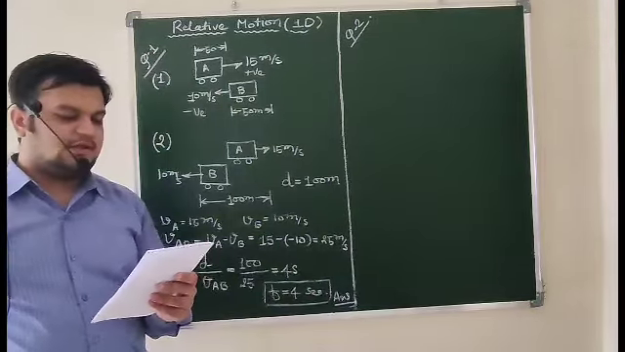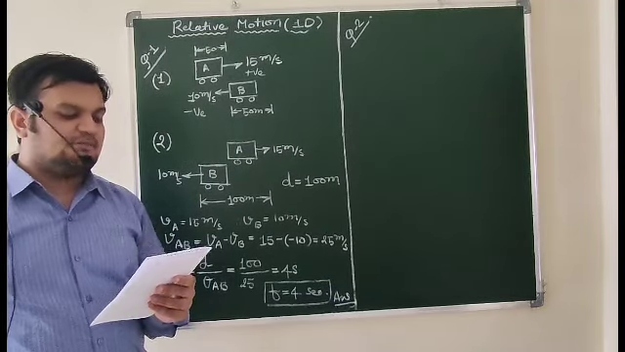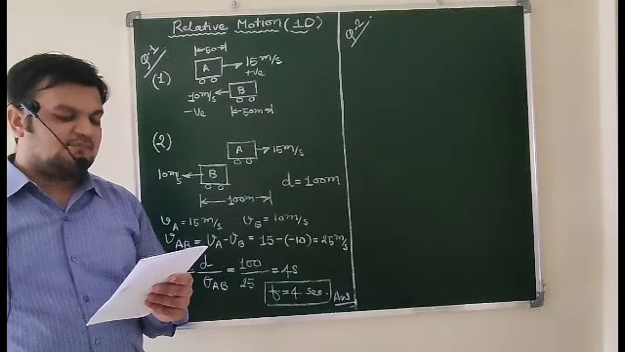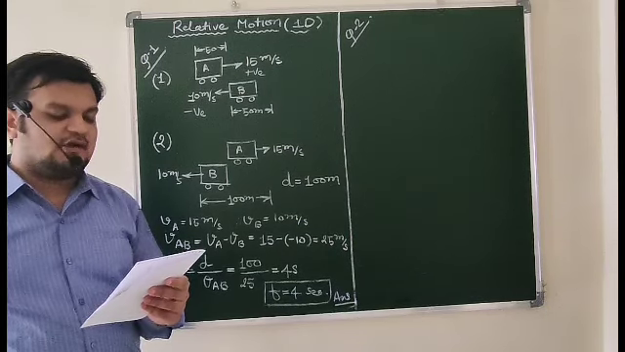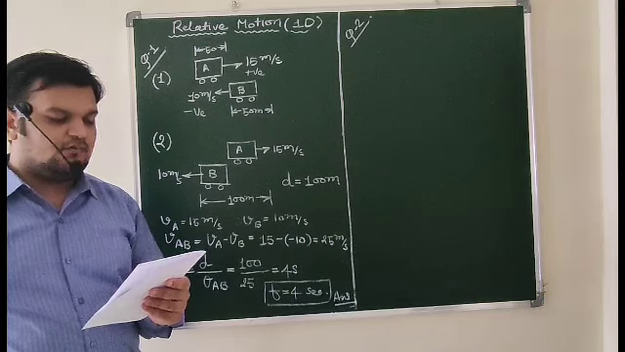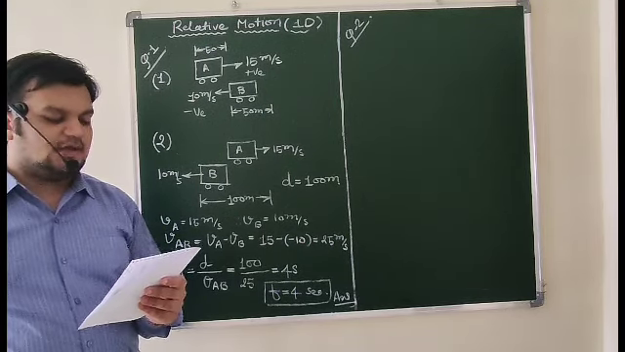Now question number 2. An object A is moving with 10 meters per second and object B is moving with 5 meters per second in the same direction of the positive x-axis. A is 100 meters behind B, as shown in the figure. Find the time taken by A to meet B.